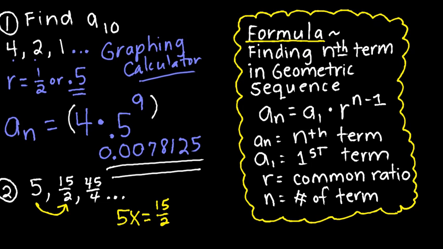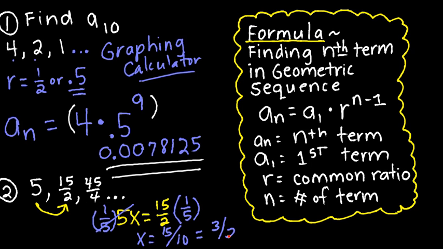What I would do is divide both sides by 5. Or maybe easier, just think about it by multiplying both sides by 1/5, because that will cancel this out. And I do need to do it on the other side. Now I'm going to have x is equal to 15 times 1 is 15 over 10, which I can simplify to 3 over 2. That will be the common ratio for the second example problem, and I would use that over here in my formula for the r. That's how you find it. Algebra.